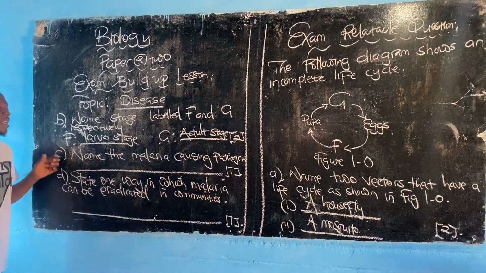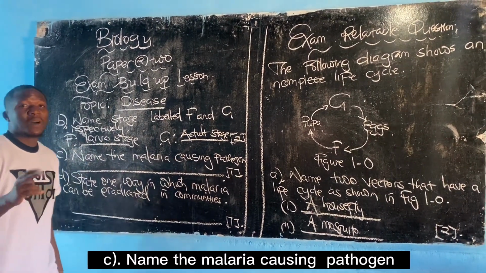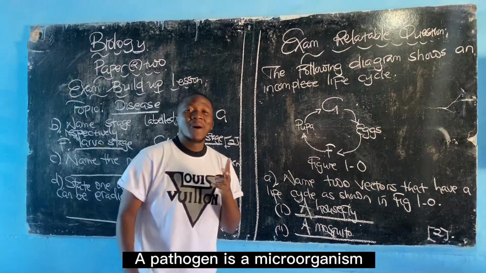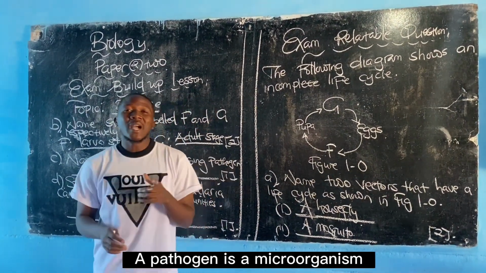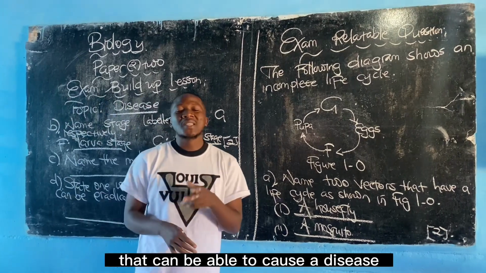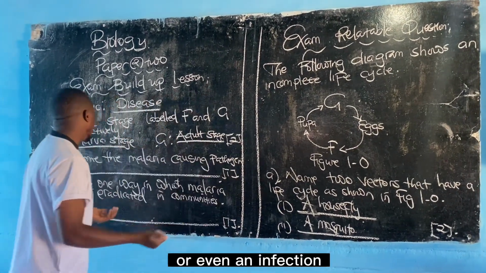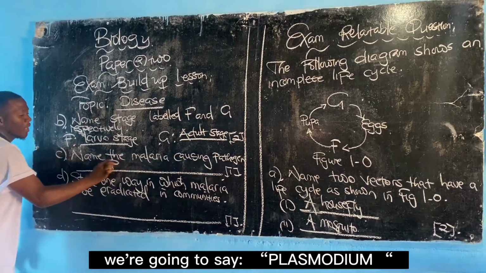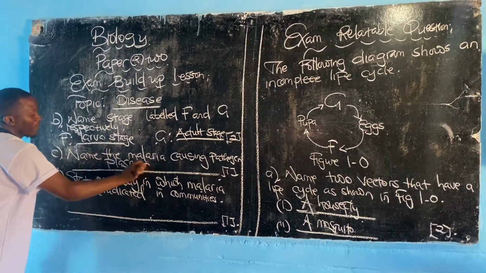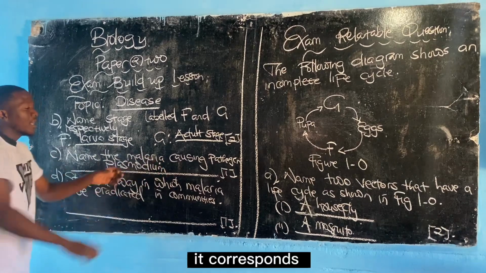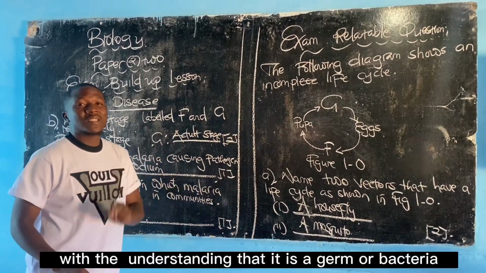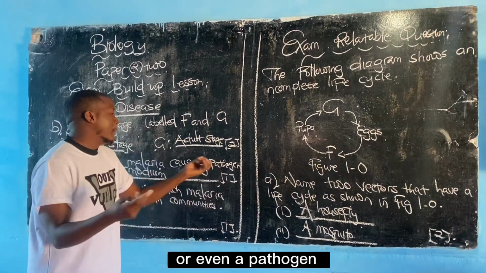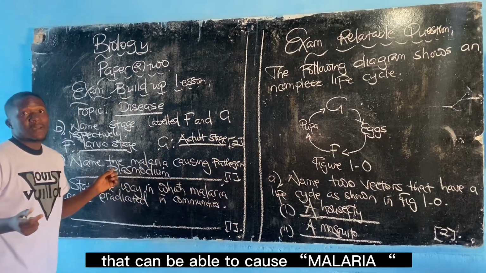And on C, name the malaria causing pathogen. Let's tend to understand the word pathogen. A pathogen is a microorganism that can cause a disease or even an infection. Name the malaria causing pathogen. We're going to say Plasmodium. When you say Plasmodium, it corresponds with the understanding that it is a germ, bacterium, or even a pathogen that can cause malaria.